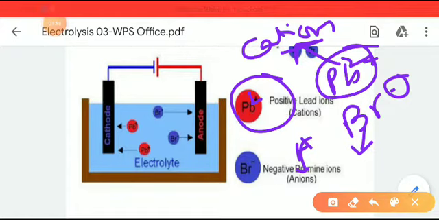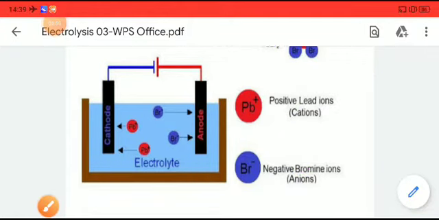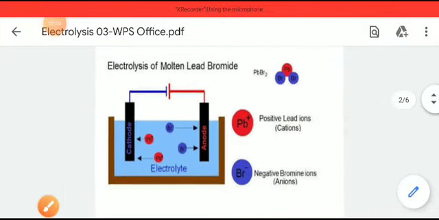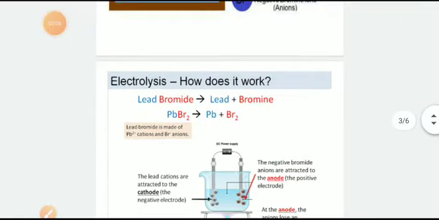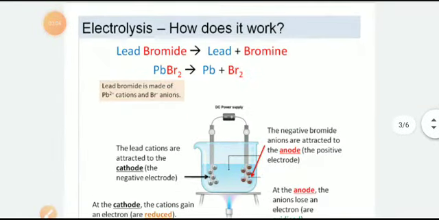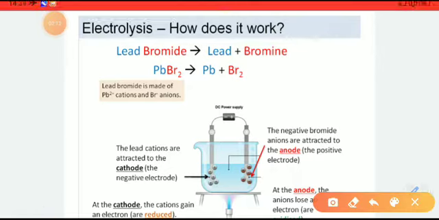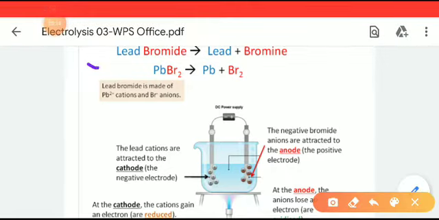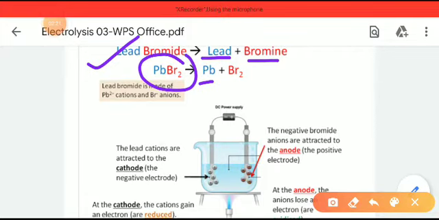Now we will see how this electrolysis will proceed and how it works. That is why we come to this topic: electrolysis and how it works. By doing the electrolysis of lead bromide, we get lead and bromine. So PbBr2 gives Pb and Br2.